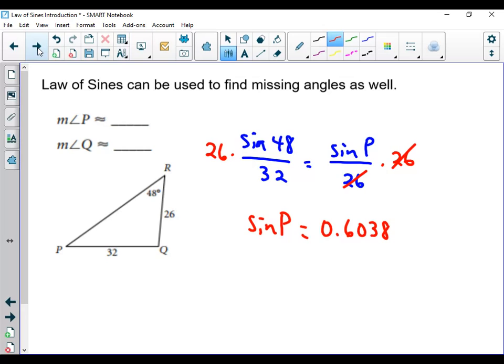But that's not my angle measure. How did we find the angle measure when I was trying to work backwards? What did we have to do on the calculator to find the angle measure? Claire? Negative. Yeah, do that inverse, the negative. Looks like a little negative exponent. So I'm going to do the inverse sine of that decimal of 0.6038. And when I do that, I get 37.1, so I'm going to round it to the nearest whole number. And angle P is 37 degrees.